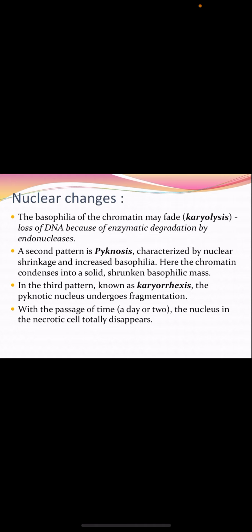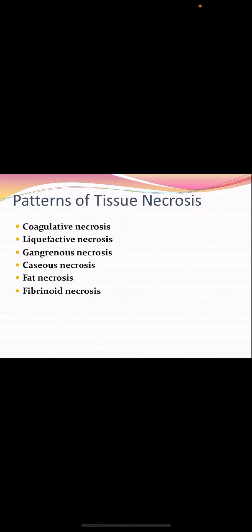And the third pattern is karyorrhexis. The pyknotic nucleus undergoes fragmentation. With the passage of time, a day or two, the nucleus of the necrotic cell will totally disappear. These are the following changes in necrosis: karyolysis, pyknosis, karyorrhexis. These changes will be seen in the nucleus of the necrotic cells.